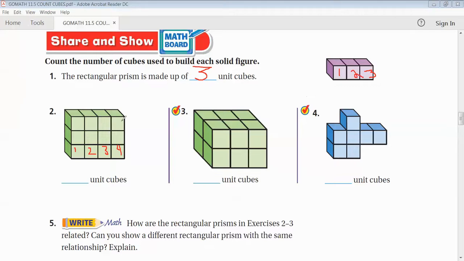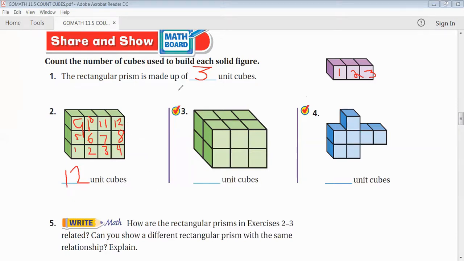Remember, we're in 5th grade. So what do you think we can do instead of counting all the way across? Exactly, we can simply multiply. Since we have 3 levels of 4 cubes, we could just multiply 4 times 3 to give us a total of 12 unit cubes. But if you're not sure, you can count. So we have 1, 2, 3, 4, 5, 6, 7, 8, 9, 10, 11, and 12.